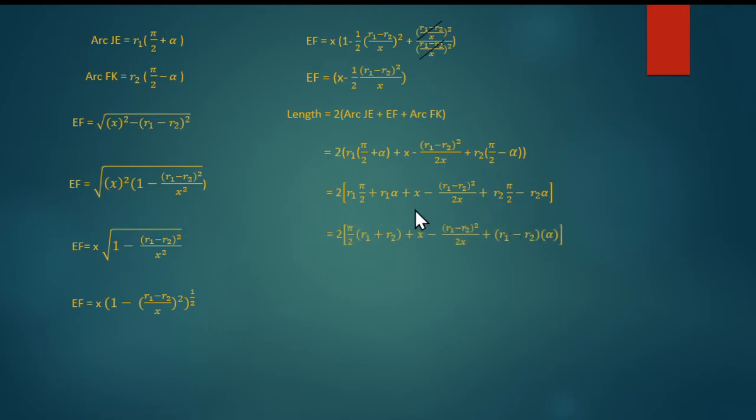So if we combine this equation in terms of similar variables, we have R1 and we have R1 here, R1 pi over 2. Say this R1 is here. So we have pi over 2 times (R1 plus R2).